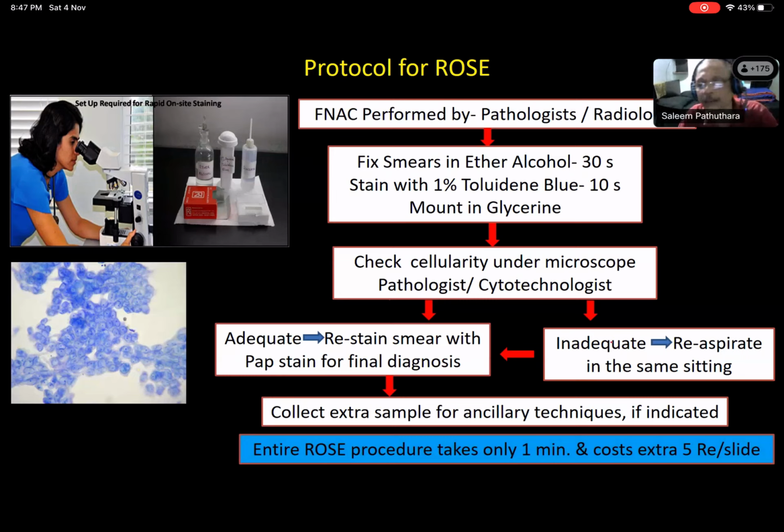And if it is inadequate, again this procedure is repeated at least 3 times to ensure the adequacy. Whenever cellular adequacy is obtained, we can stop the procedure. At least 3 times it has to be repeated. And collect extras. This is also important: collect extra smears or material for ancillary techniques and for triaging.